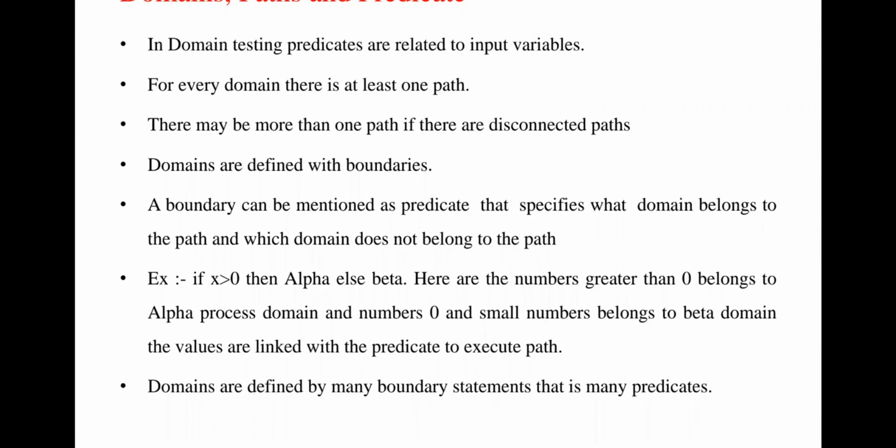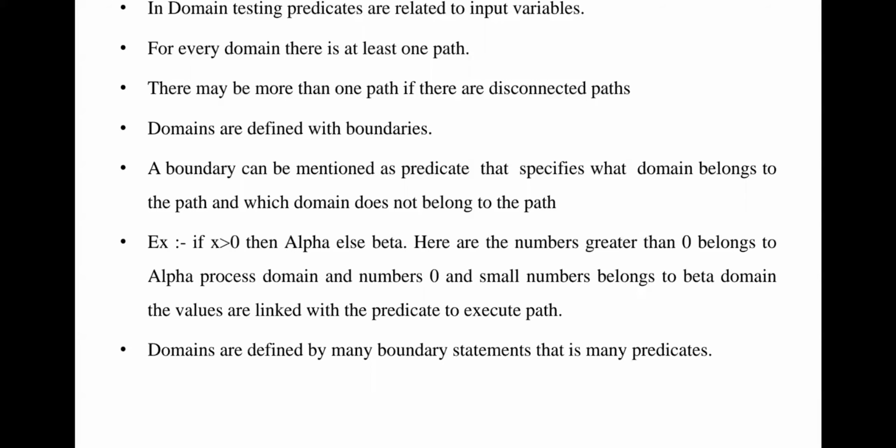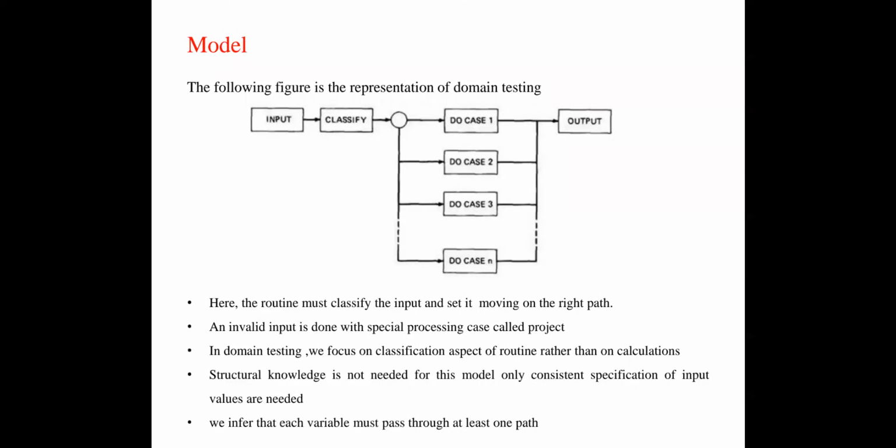So here we will see a small example. If x greater than 0, then alpha else beta. If the x value is greater than 0, then we'll go to the alpha process. That's why different cases are mentioned here. Different cases means alpha case, beta case, or other remaining cases. According to the classification, it goes to that case and finally produces the output.